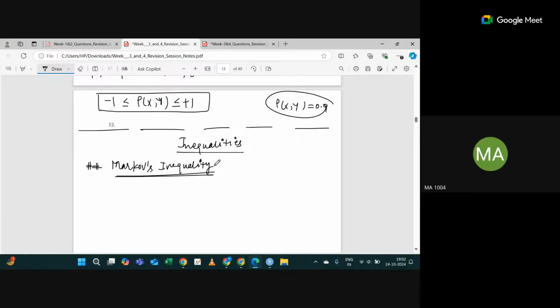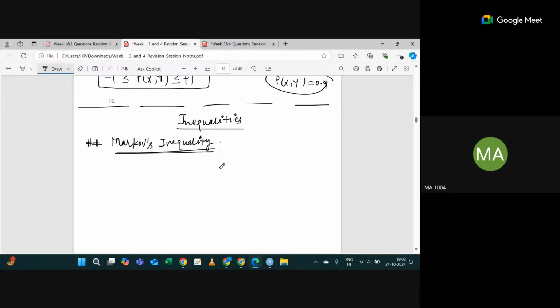So Markov's inequality. I'm not going to do the derivation because we don't have that much time. I will quickly go through the inequality and how to solve the problem. Suppose x is a discrete random variable taking non-negative values, and suppose the expectation of x is mu.